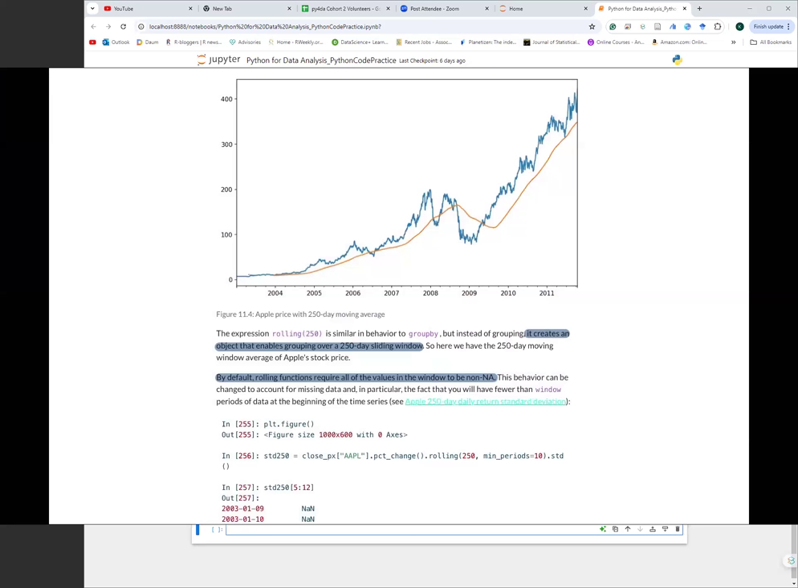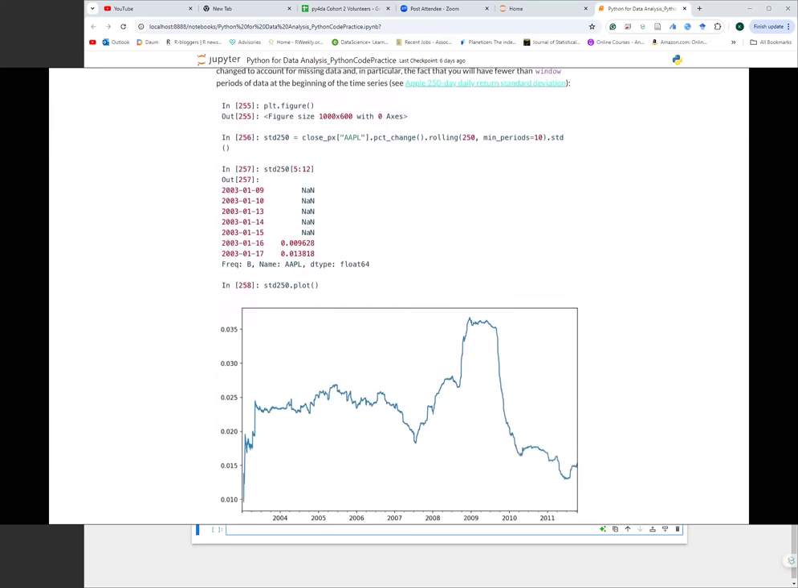And then there is a method called rolling. Rolling means how much fixed data we set up, with a behavior like group by. It actually groups over a 250-day sliding window. That means we have about 250 days as a fixed window. That's what rolling is about, a very simple function.